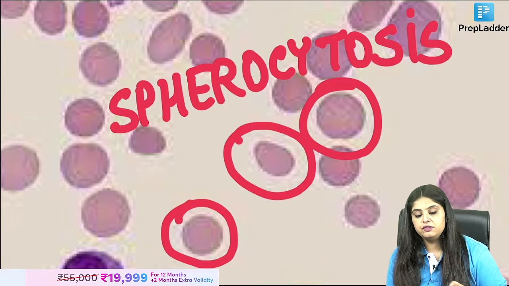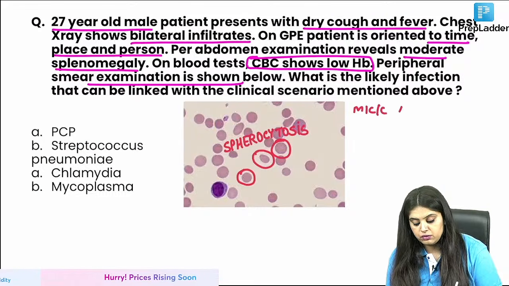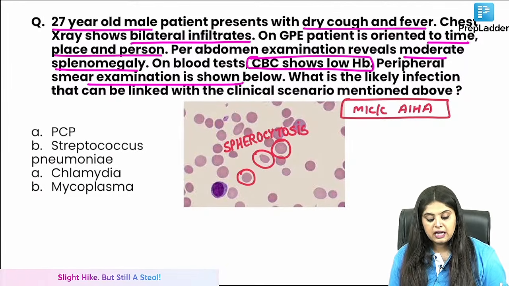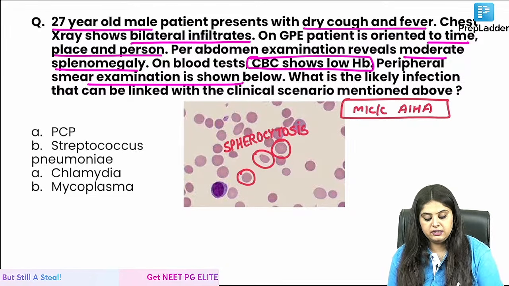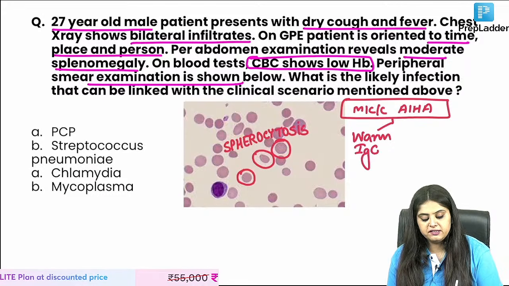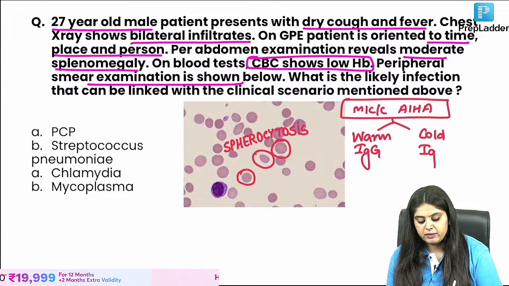When you read spherocytes, what will you think of first? Most common cause, autoimmune hemolytic anemia. सबसे पहले क्या सोचोगे? AIHA. Okay. Now AIHA is of two types. Either it is going to be warm type. Warm type is caused by garam antibody, that is IgG. Or it is going to be the cold type, and cold type is caused by IgM.